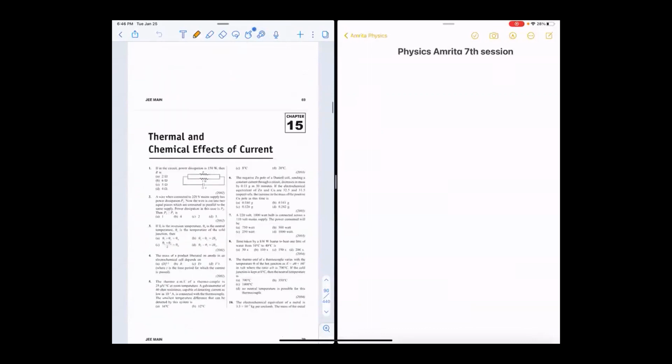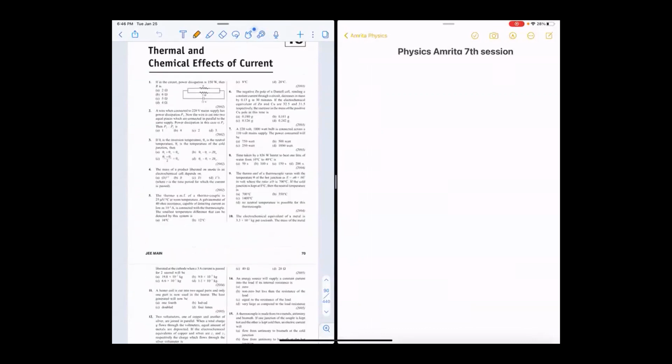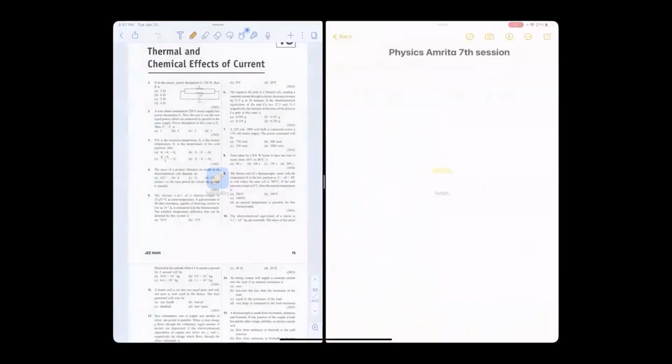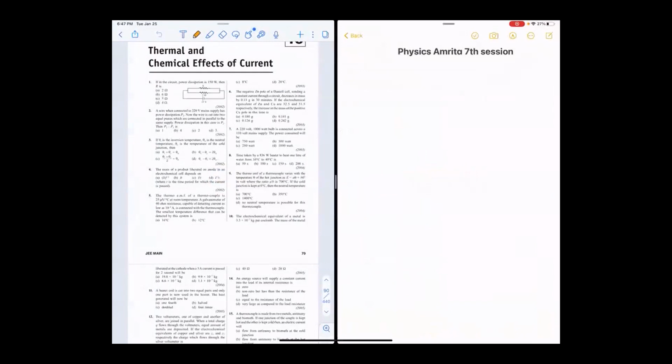I just wanted to do one or two questions in thermal electricity, like thermal and chemical effects of current. Chemical effects are not there; thermal effects are there in our syllabus. So let us do a question in this. Seventh: a 220 volt, 1000 watt bulb is connected across a 110 volt main supply. The power consumed will be? This is the question. So this is thermal effects of current.